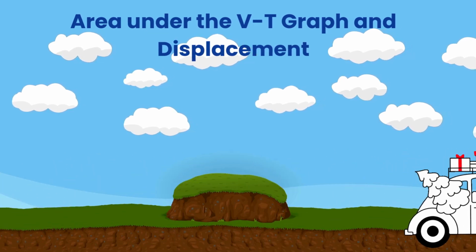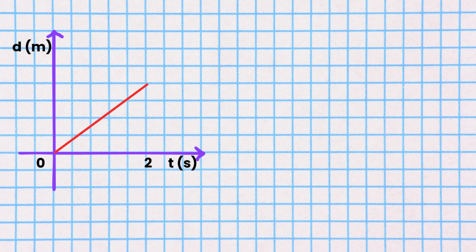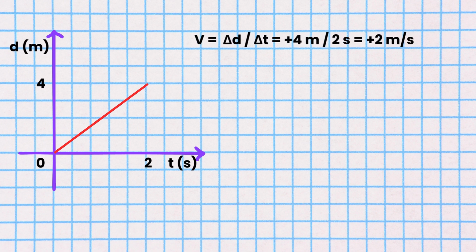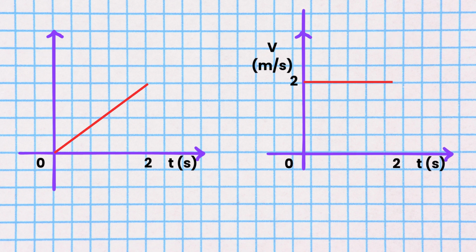Area under a VT graph and displacement. In this position versus time graph, the velocity is constant, plus 2 meters per second. Since velocity equals delta d divided by delta t, which equals positive 4 meters divided by 2 seconds, and that equals plus 2 meters per second. Here is its matching velocity versus time graph.